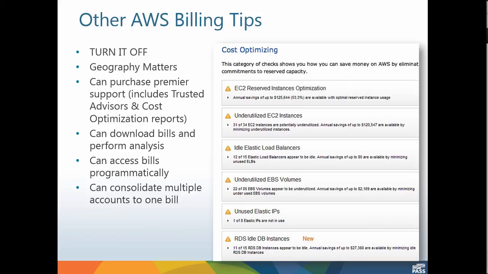On the screenshot here, you can see that there's a screen around cost optimizing, and you can purchase Premier Support for production installations of your application in the Amazon cloud, and that can include the Trusted Advisor and cost optimization report. So Amazon will actually help you to save money because they'll allow you to look at reports that show you underutilized EC2 instances. So you might want to buy reserved instances with low utilization or a spot or something else.